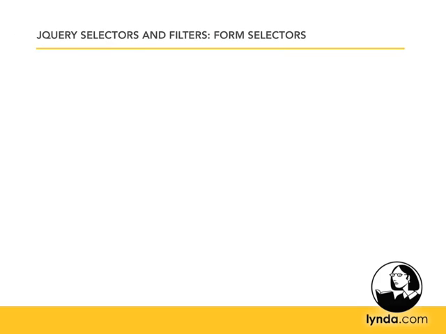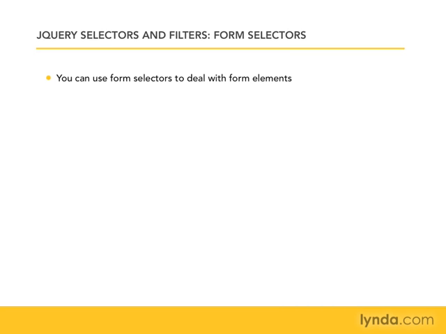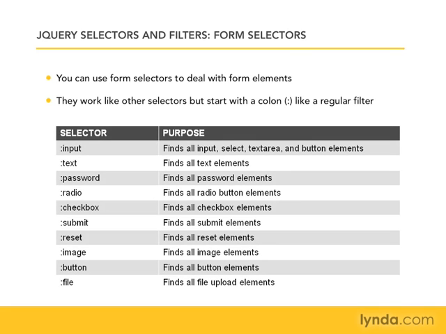In addition to providing selectors that work across generic elements of a document, jQuery also has a set of selectors and filters that are just used for dealing with form elements. And they work pretty much like any other selector, but they happen to start with a colon character like filters do. These kinds of selectors and filters make it really easy to build form processing logic using jQuery.